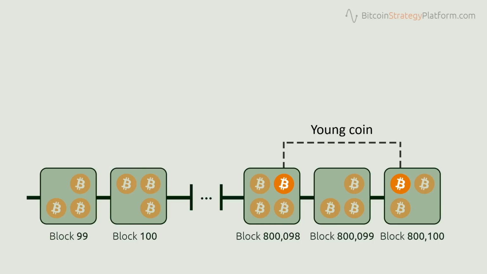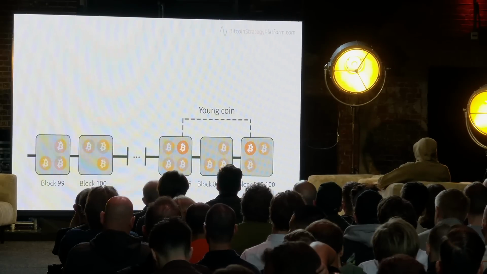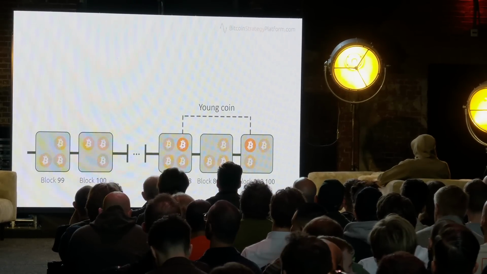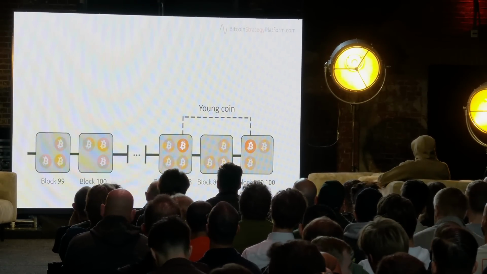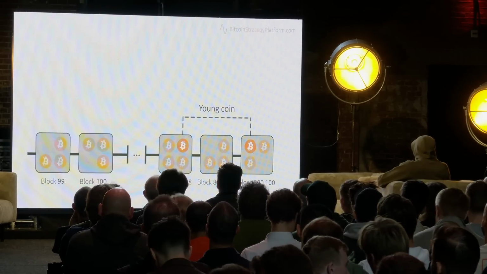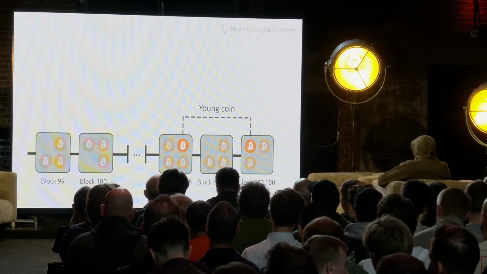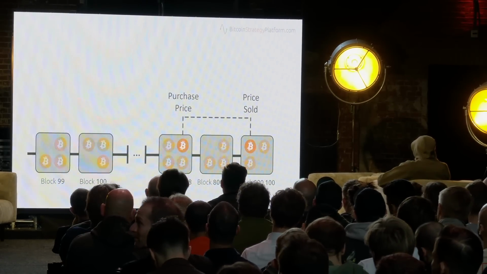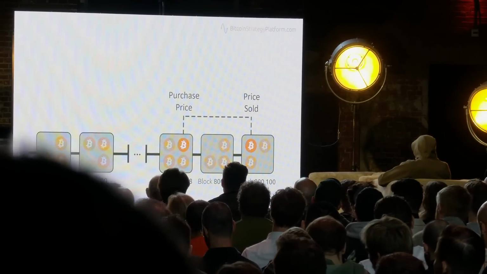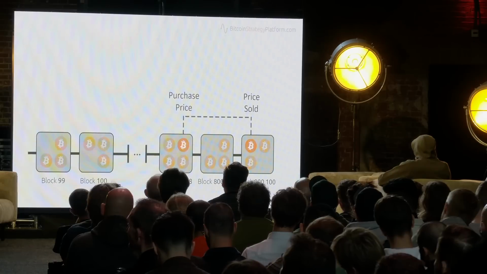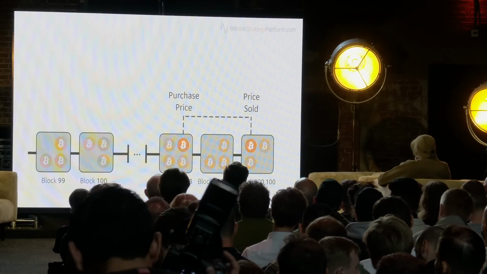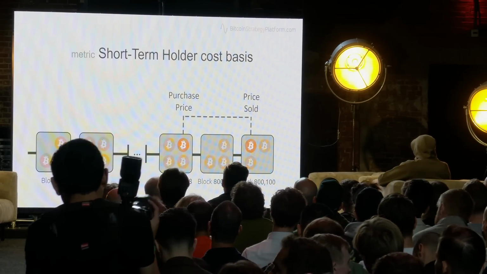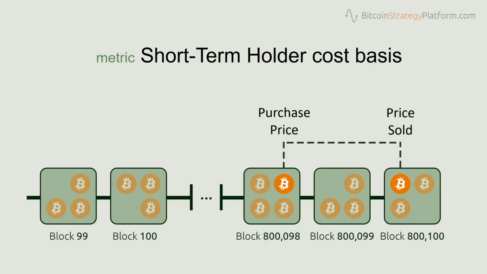Now, young coins, or people that have been in the market for a short time, are much more susceptible to price action. Because they might buy some Bitcoin and be immediately at a loss, so they're sensitive to any price action that is going on. Now, we can also look at the purchase price of this coin and the sell price of that coin. And this allows us to look at the average purchase price for these short-term holders. And now we have our metric, the short-term holder cost basis, or the short-term holder average purchase price.